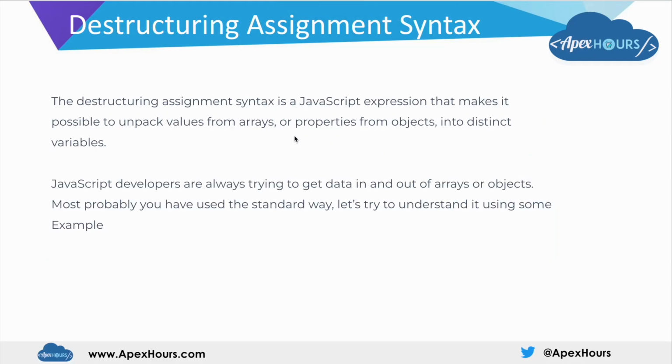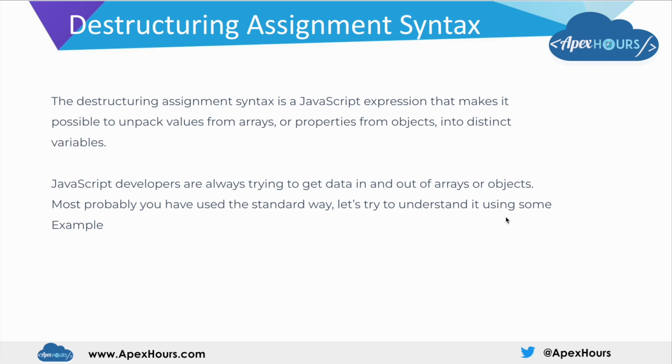Okay, so next in the modern JavaScript sheet is destructuring assignment syntax. The destructuring assignment syntax is a JavaScript expression that makes it possible to unpack values from an array, or properties from an object, into distinct variables. As a JavaScript developer, I know that developers are always trying to get data in and out of an array or an object. Most probably you have to use the standard way, right?